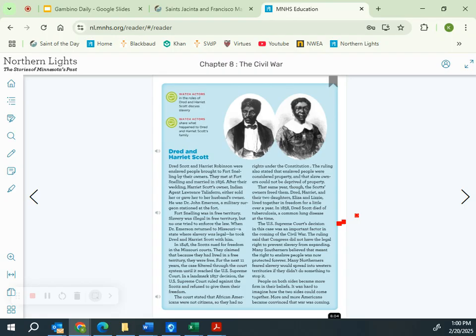The U.S. Supreme Court's decision in this case was an important factor in the coming of the Civil War. The ruling said that the Congress did not have the legal right to prevent slavery from expanding. Many Southerners believed that meant the right to enslave people was now protected forever. Many Northerners feared slavery would spread into Western territories if they didn't do something to stop it. People on both sides became more firm in their beliefs. It was hard to imagine how the two sides would come together. More and more Americans became convinced that war was coming.